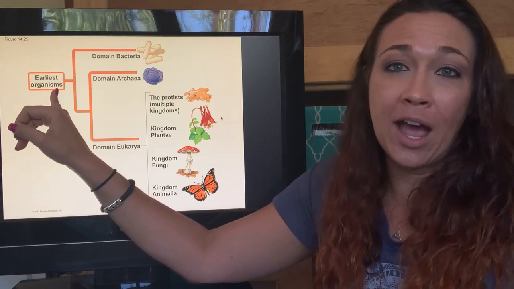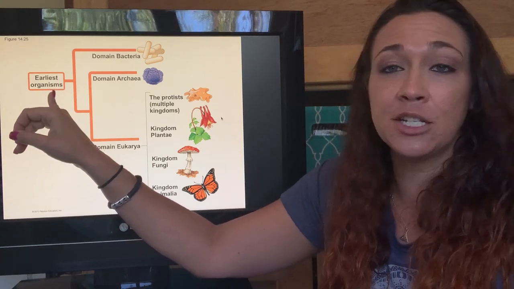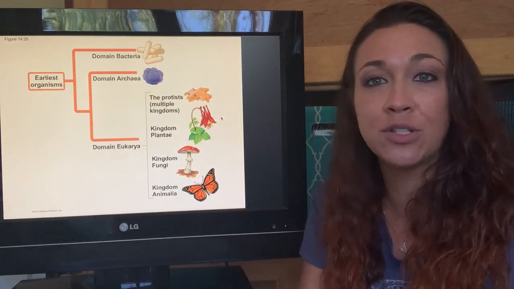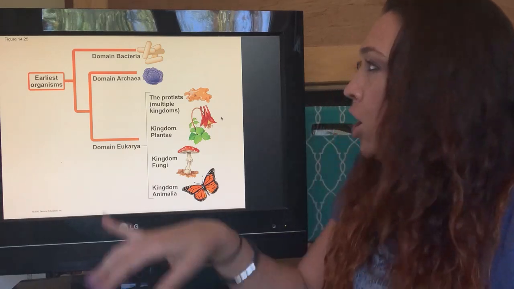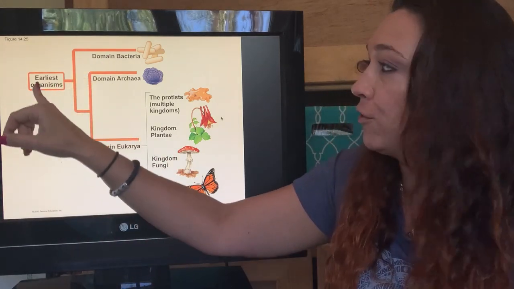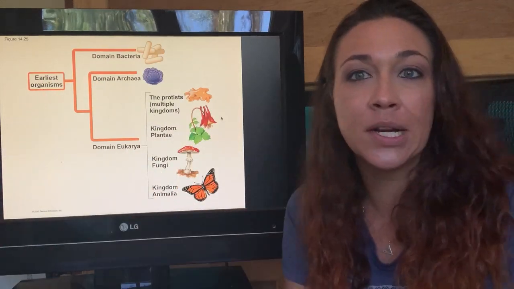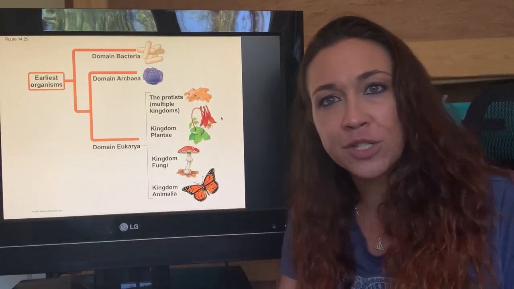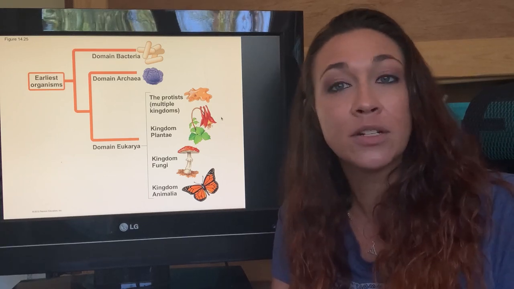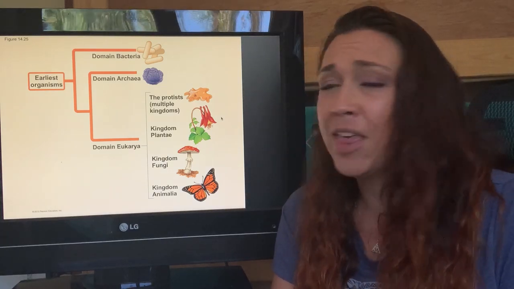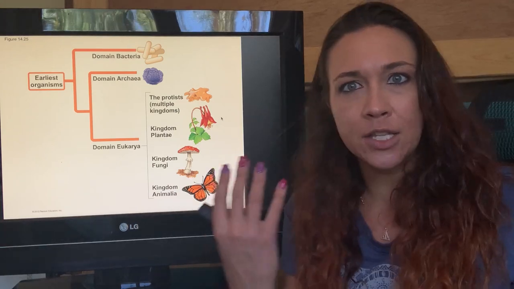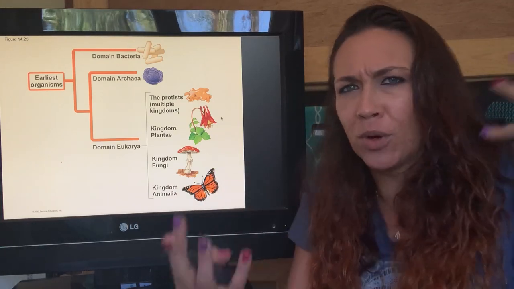Now, we know that we have things like these different groups. So the first thing to split off are our domains. Remember, our domains are the most different from each other. So you can see the domain bacteria is the first one to separate off because it still has characteristics of this early organism. It's still just a bacteria. It's very small, it's very simple, it has very simple reproductive methods, and therefore very different than, say, us. We are very multicellular, we're big, we're complex.